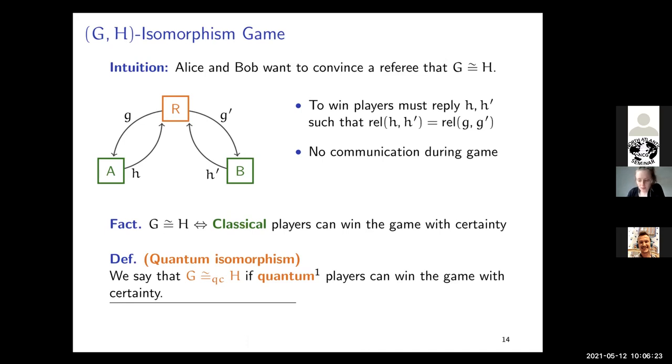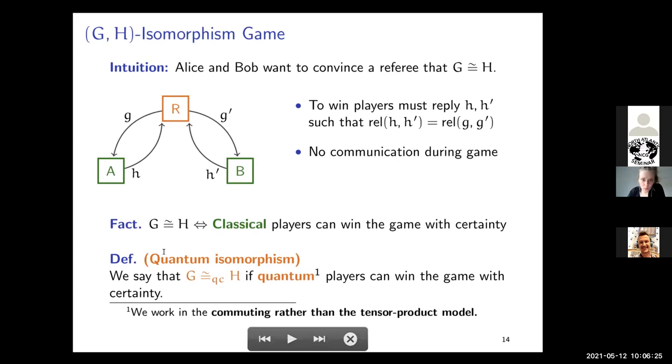Now, with this definition, we are working in what's called the commuting model of quantum mechanics or quantum information, rather than the more usual tensor product model that is adopted in the context of quantum information and computing. So I'll explain what this commuting model means. That means it will have an impact on what strategies we are allowed for Alice and Bob.